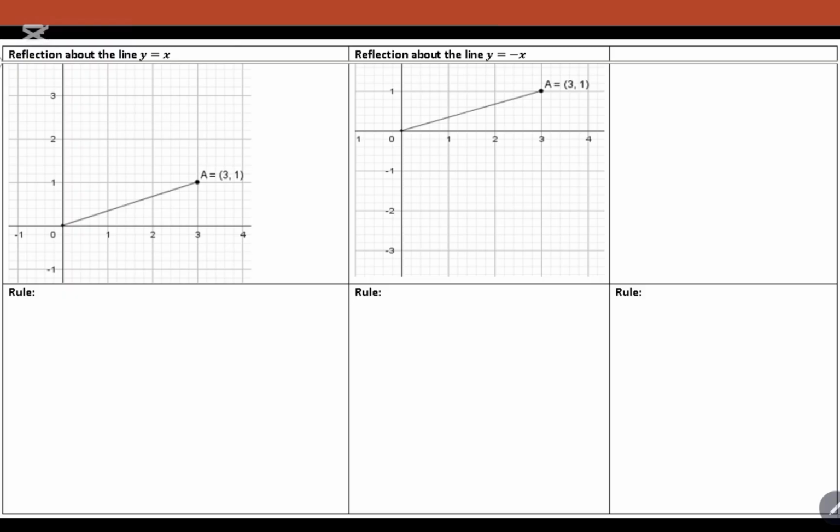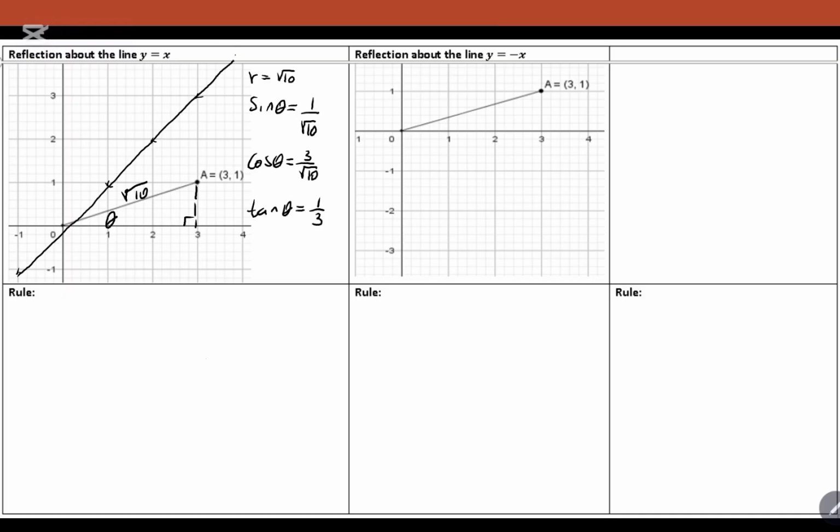The first reflection that I give these learners is about the line y equals x. But before we do that, let us complete the trigonometric ratios for this angle with the terminal arm that is given. Okay, now let us follow the instruction. So this is the line y equals x.